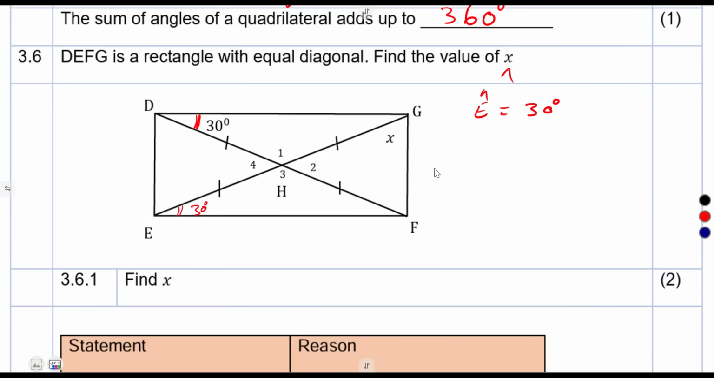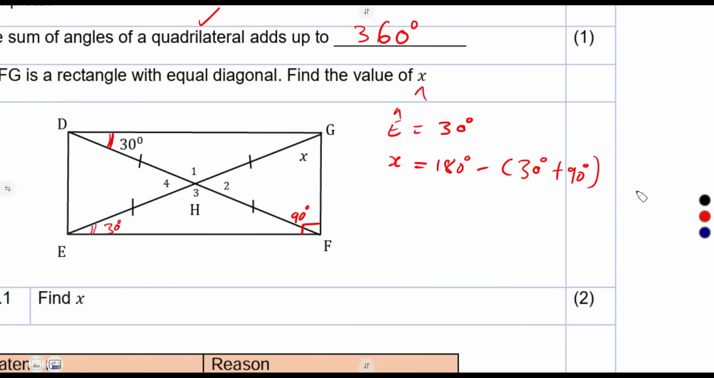So meaning to say we can have the angle F. Remember I said this is 90 degrees, by the properties of a rectangle. Each and every angle is what? 90 degrees. So x is going to be, angles in a triangle add up to 180. So that's 180 minus 30 plus 90 degrees, angles in a triangle, just like that. So that is 180 minus 30 plus 90, which is 120, giving 60 degrees.